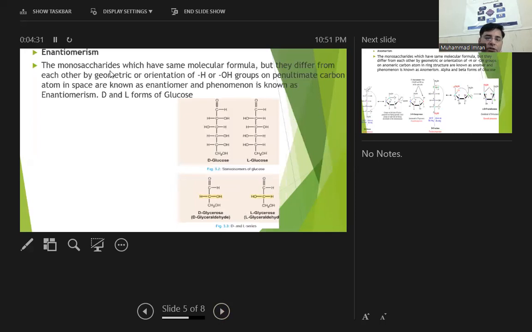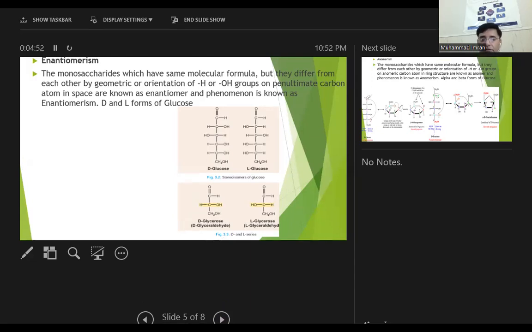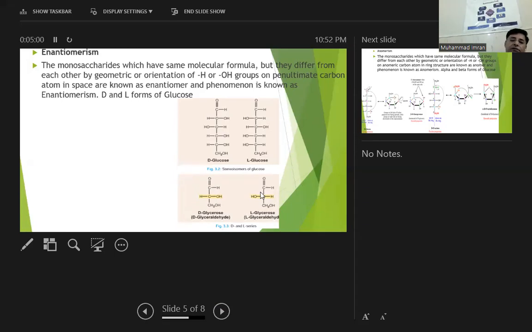Then enantiomerism: monosaccharides which have the same molecular formula but differ from each other by the geometric orientation of the H and OH group on the penultimate carbon atom in space are known as enantiomers, and the phenomenon is known as enantiomerism. In enantiomerism, we have D and L forms. D for dextrorotatory and L for levorotatory.